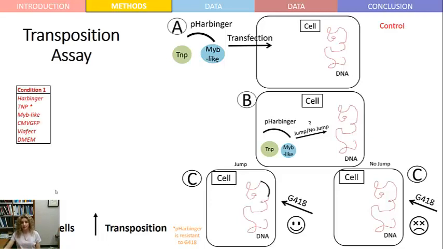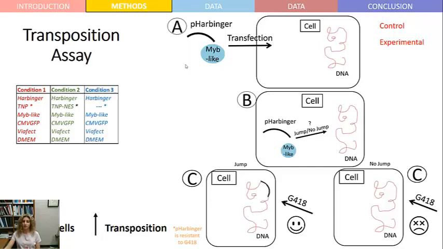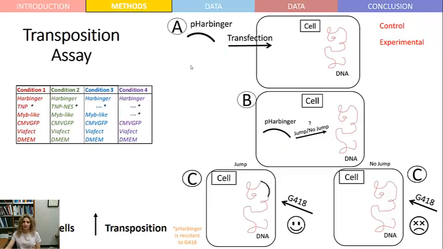So like I said, we did this with our first condition, which was our control, Harbinger, TNP, and MIB-like. We repeated this transposition assay with Harbinger and MIB-like, but we exchanged TNP for TNP minus NES, and this served as our experimental. Now, we repeated this again without any TNP. This served as our negative control, and then one last time without either helper plasmid, which also served as our negative control.